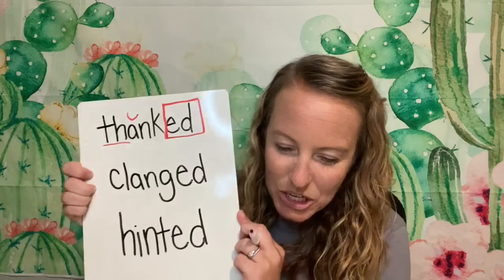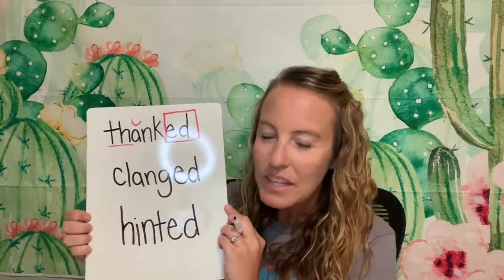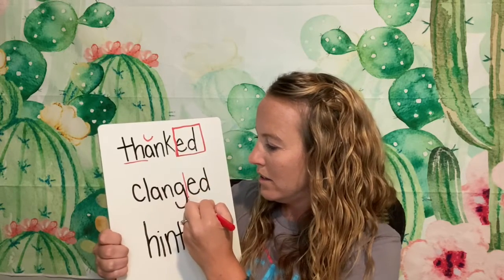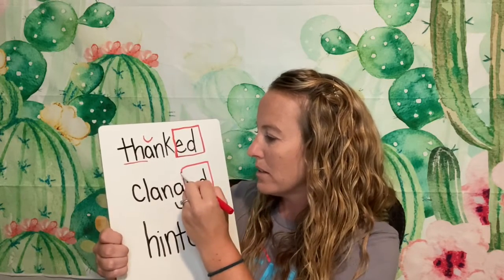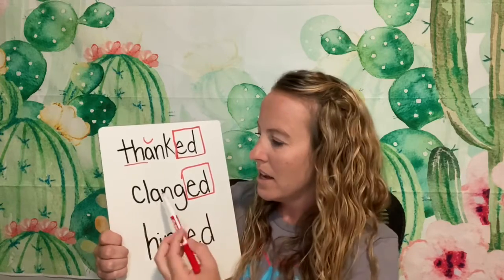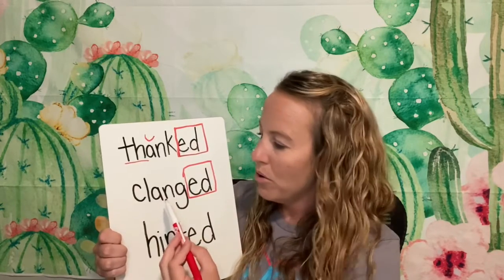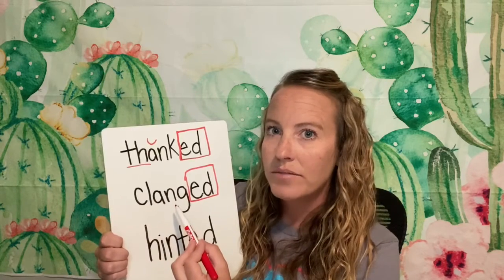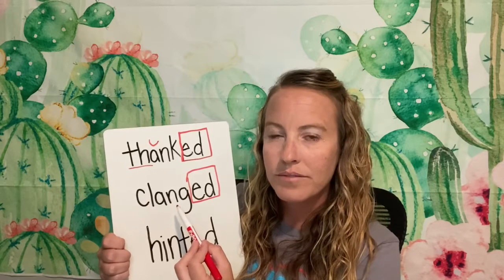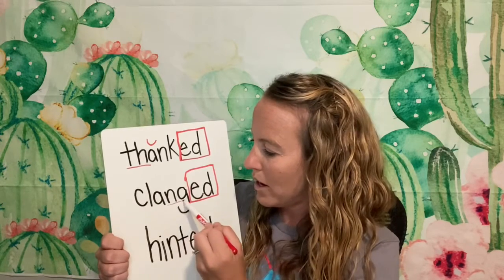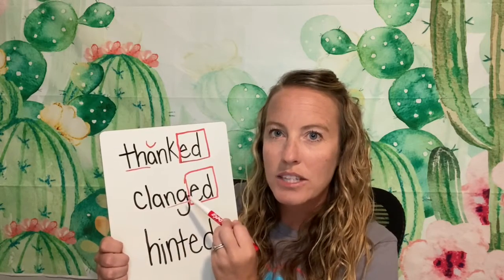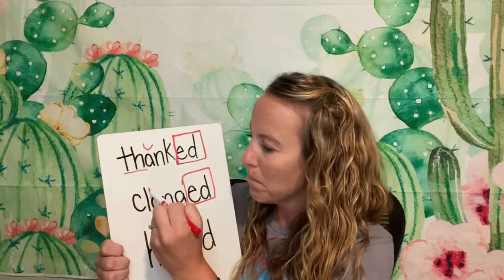And then we have the a, thanked, and we code it with a breve. Why? Because it's followed by what? A consonant. Good job. Now we have the word clanged. We code the suffix with a box. Now, what else do you see? Ng. How do we code ng? You're right. We underline it. And then we have the a. It's followed by a consonant, so we code it with a breve.